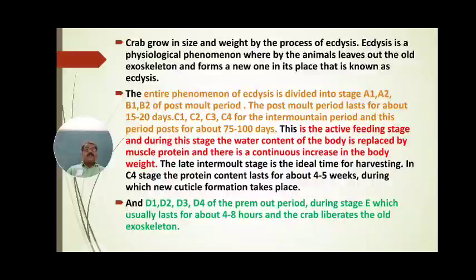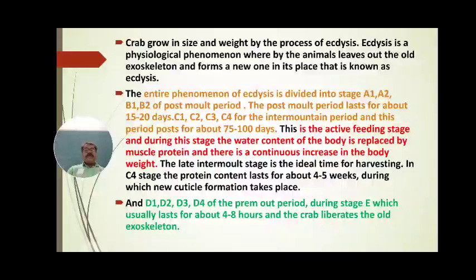The late intermolt stage is the ideal time for harvesting. In the C4 stage, the protein content lasts for 4 to 5 weeks, during which new cuticle formation takes place, and the harvesting is done in the C4 stage for up to 4 to 5 weeks. That stage is ideal.